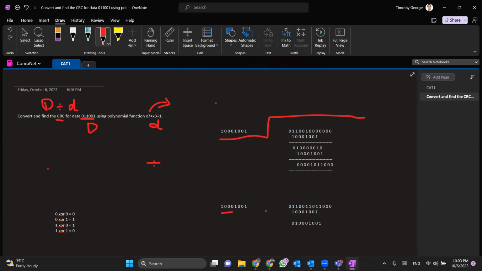So let me just draw the division. It's actually going to fit exactly into this. So you could write it down and eventually you'll get your remainder as 0. And that's how you check CRCs. Yeah, that's all for this question.